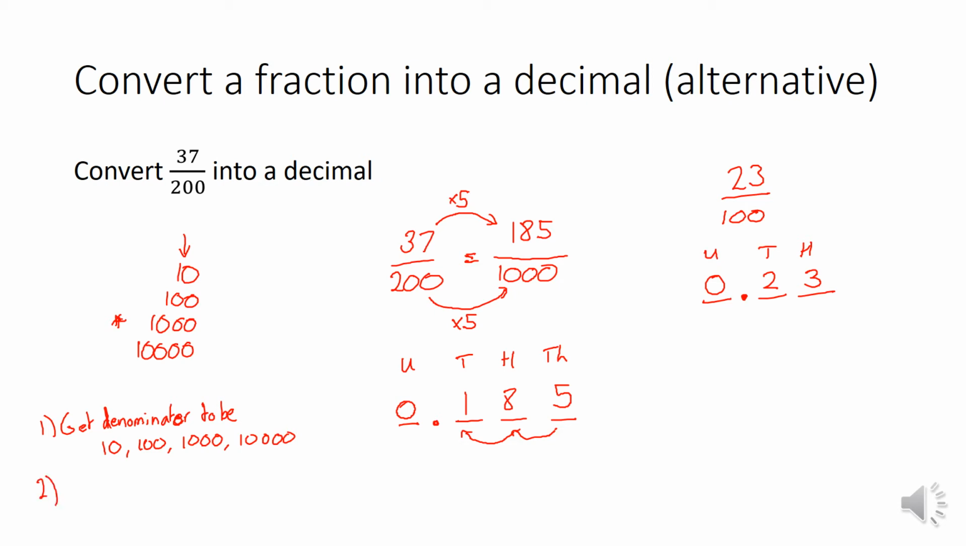Step two, fill in using place value. And with all of these, you can do it using the other way as well, the way we did before, where you just divide. That's a completely valid method. So if you're a bit unsure with this method, you can always do the other method. This is just an alternative.